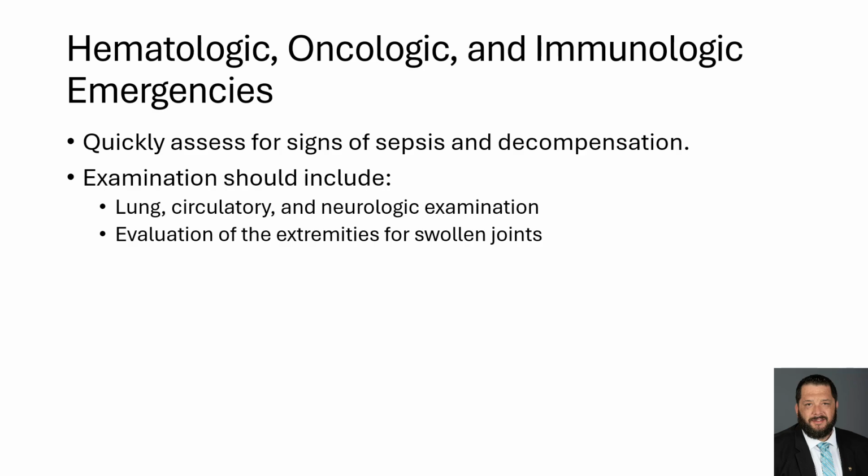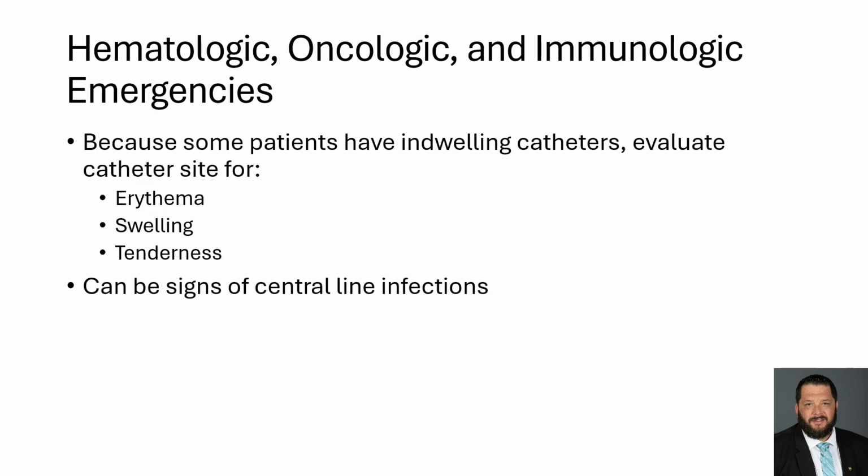a normal perfusion state. Examination should include lung, circulatory, and neurologic exam, as well as evaluation of the joints and extremities for swelling or edema in those areas. Because some patients will have indwelling catheters, you want to evaluate the catheter site for erythema, redness, swelling, and tenderness. This can be a sign of central line infections and an underlying cause of septicemia.